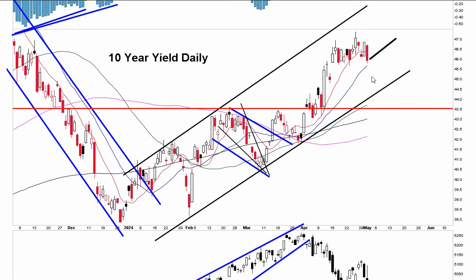So again, we've been pretty much going sideways here, and I'm watching to see which way we're going to break, whether up further to try to fill the gap I've talked about, or down to move back towards the 50 period and the trend line and horizontal support. And this is important because, again, if we start seeing it go down, that would help the market. If we go up further, then there could be more market volatility.